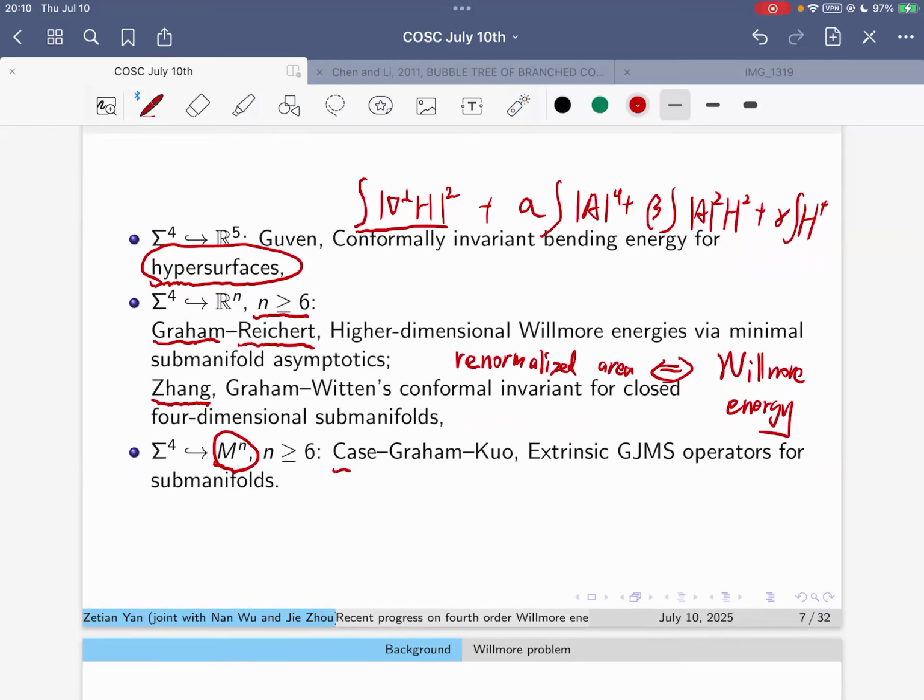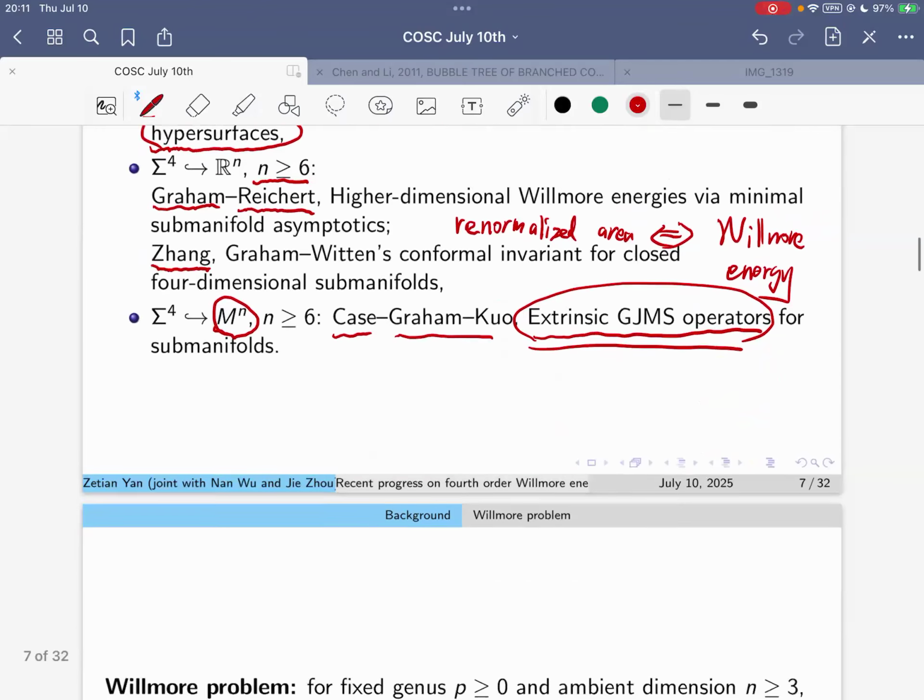So my advisor, Jeffrey Case, and his collaborators not only construct high order Willmore energy, they construct extrinsic GJMS operators. In other words, they construct a family of conformal covariant operators and show that in some critical dimension, the extrinsic Q curvature can provide the Willmore energy. So it sounds like they did more work in this field. And later I will show that their construction is very useful in the study of high order Willmore energy.